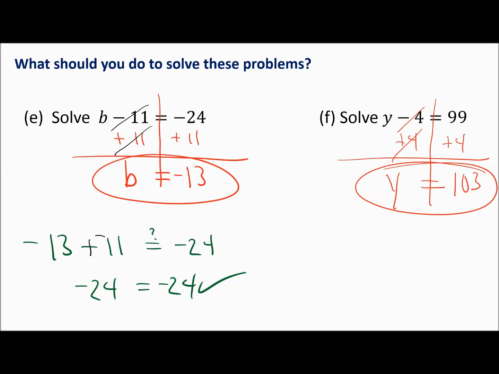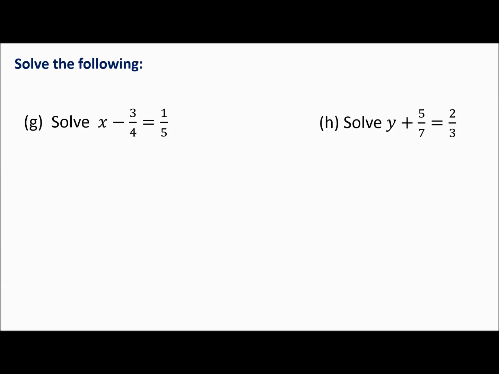But we should really check it. So 103 minus 4, is that really equal to 99? You bet. 99 definitely equals 99. All right, so we're doing well. Okay. Now, I know this looks more challenging, and it probably is, but think about it this way.